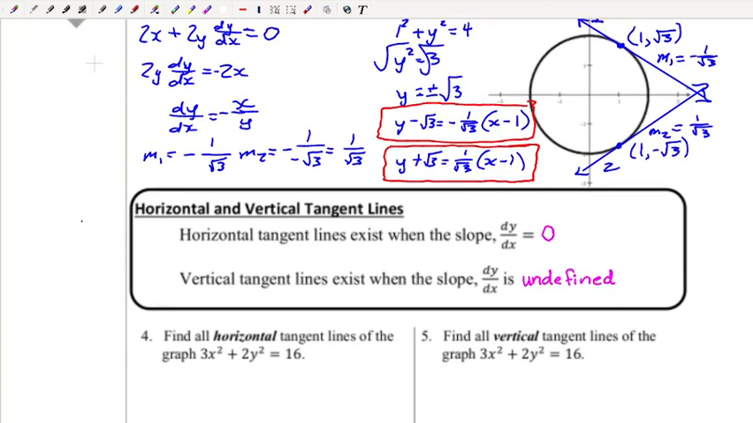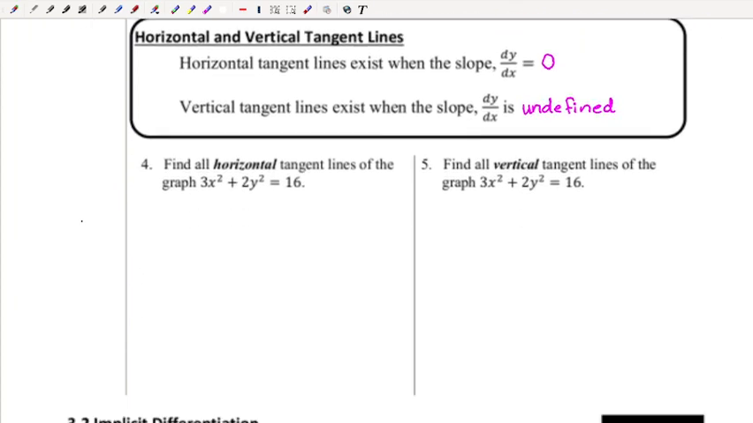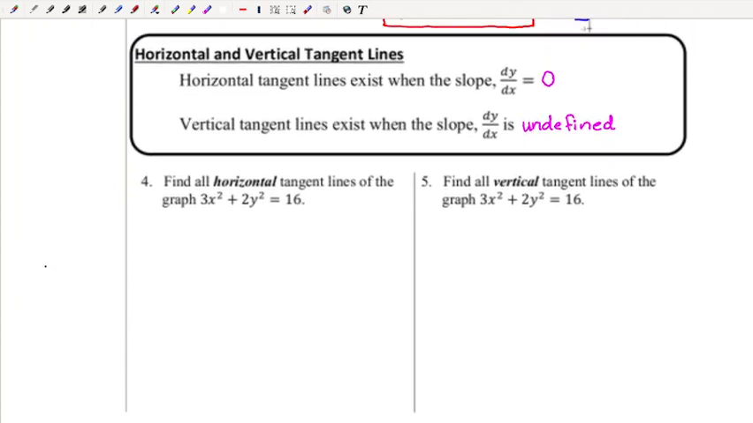Okay, one more thing before you get set loose to work on your homework. Horizontal tangent lines and vertical tangent lines. We want to actually find these equations. So first we have to figure out where they exist. Now horizontal tangent lines exist when your slope dy/dx equals 0. In the case of a fraction, this actually means that the numerator is equal to 0. On the other hand, a vertical tangent line exists when the slope dy/dx is undefined.